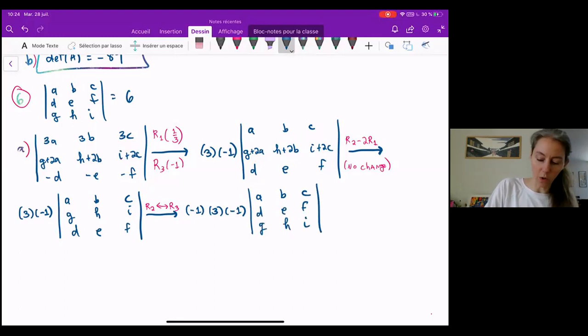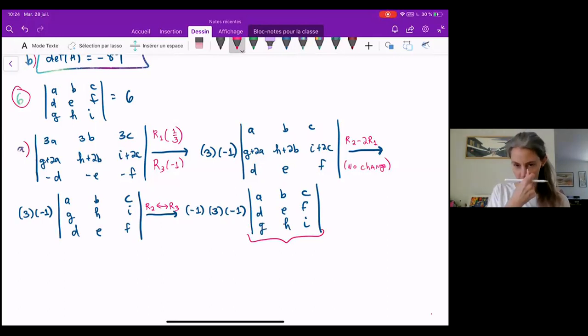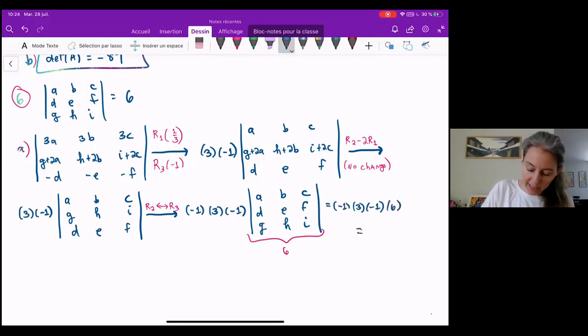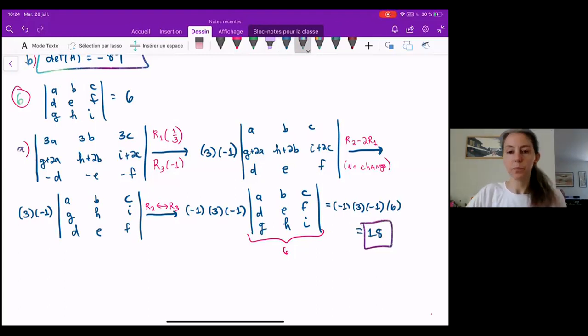And what does this equal? What's this equal? You got it. So that's equal to 6, which means that my final answer is -1 times 3 times -1 times 6, which is 18. And that is my final answer.